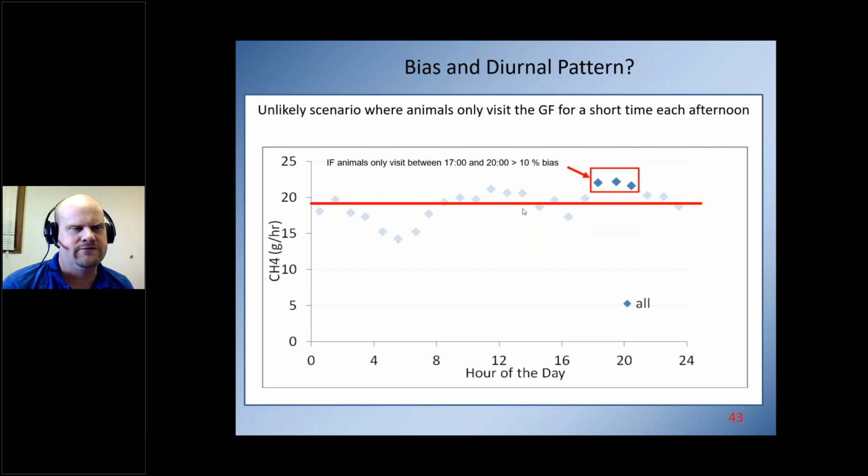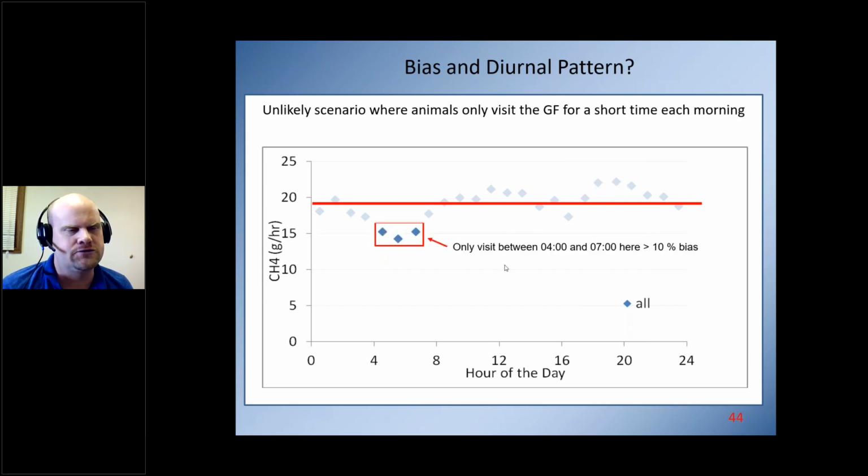They tend to spread visitation out over the course of the day, with probably a smaller percentage at night, but they're not coordinating to visit the GreenFeed only between 17 and 20 hours. So this is a really unlikely scenario. And of course, if they also coordinate and only visit between 4 and 7, they could produce a 10% bias. But this is very unlikely, and it's not the visitation structure we see at the GreenFeed.